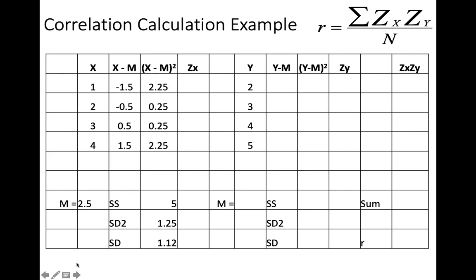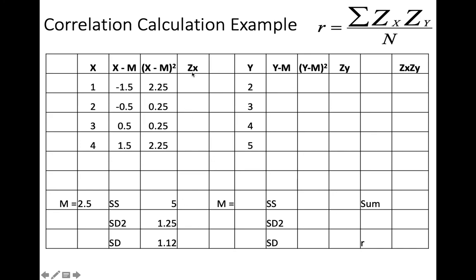Okay. Our variance, standard deviation squared, is our sum of squares divided by n. N is 4 in this case, so 5 divided by 4 is 1.25. And then our standard deviation is just the square root of 1.25. So I got 1.12 by taking the square root of 1.25.